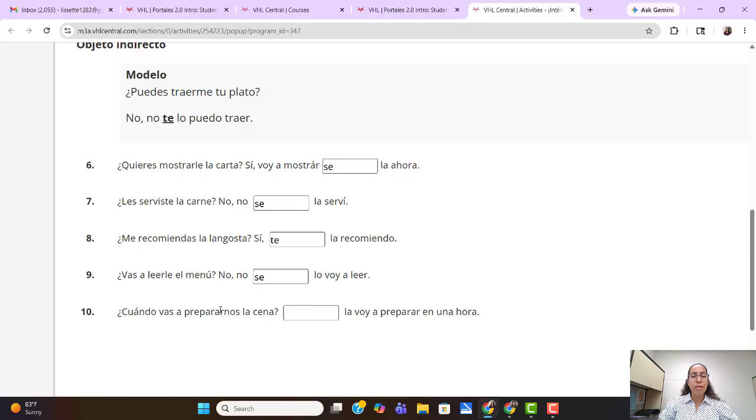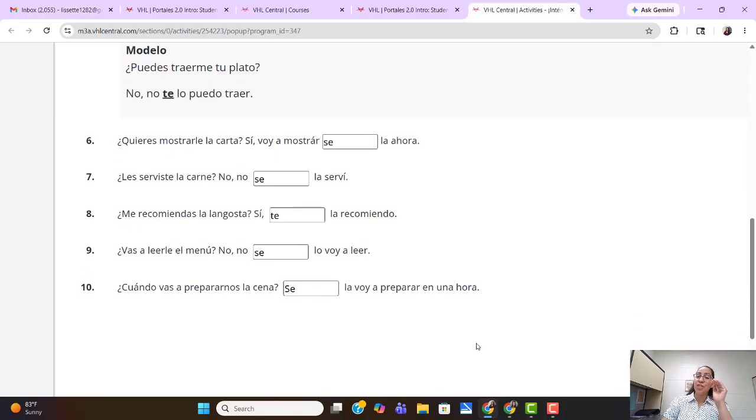¿Cuándo vas a prepararnos la cena? When are you going to prepare the dinner for us? La voy a preparar en una hora. So I'm going to prepare it for all of you. Now, all of you is like saying a ustedes. A ustedes is represented by les. It would be les, but the next thing happening is la. So se. That took a lot of brain power for me to do that.